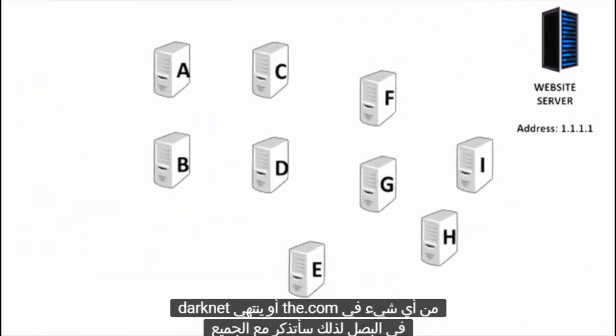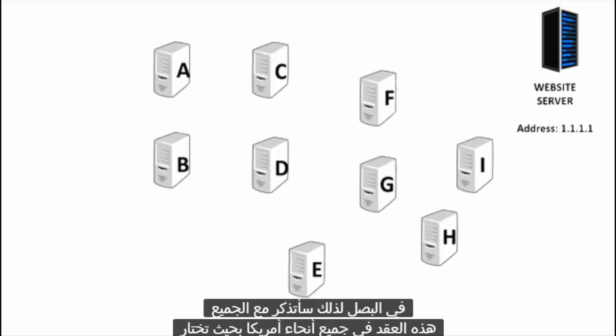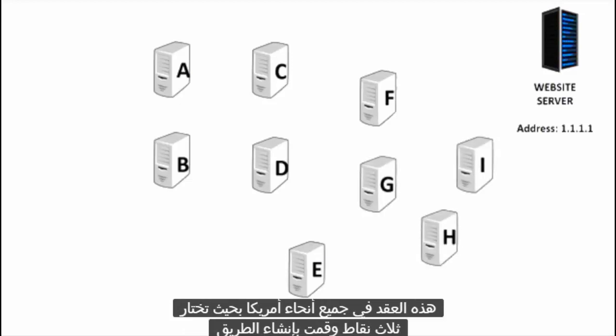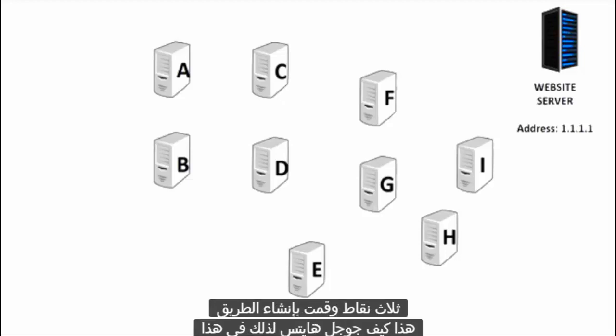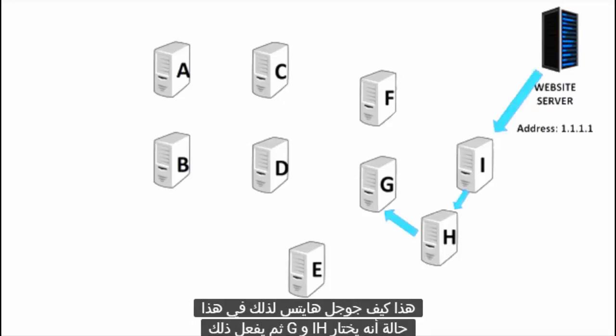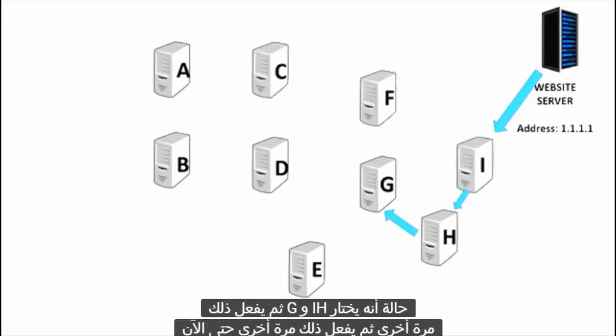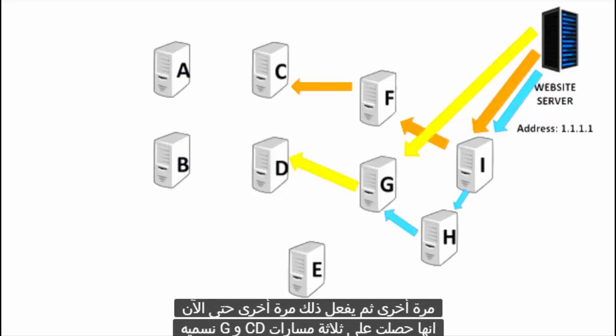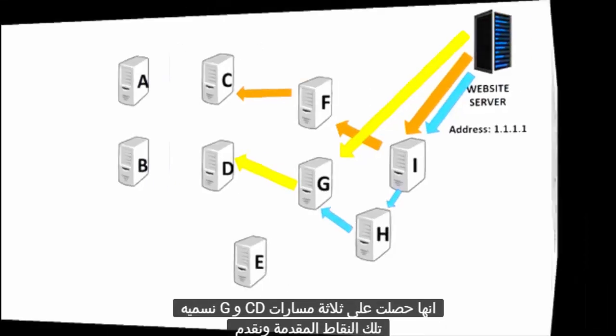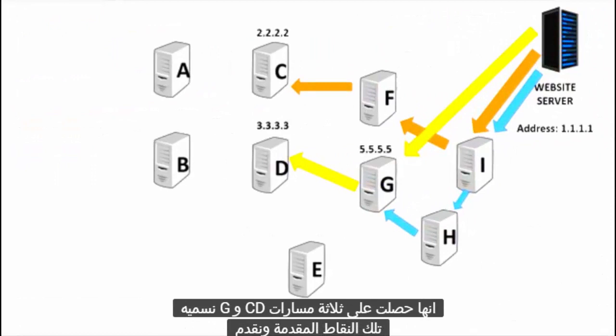So remember, we got all these nodes all over America. So you pick 3 nodes and you create a route. That's how Google hides. So in this case, it picked I, H, and G. Then it does it again. And then it does it again. So now it's got 3 routes: C, D, and G. We call those introduction points.